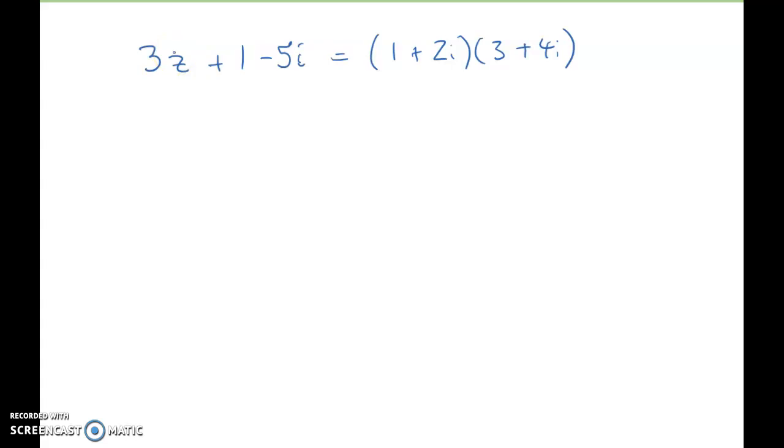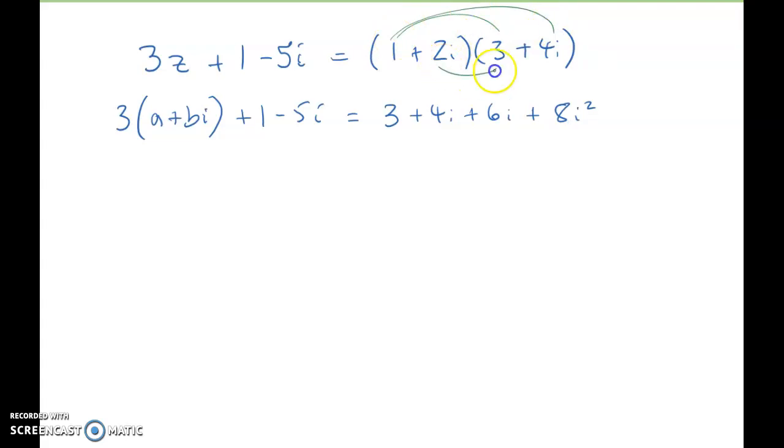So the only thing you have to realize initially is that z is of complex number format. So that's a plus bi. It's a real part and imaginary part. Now we're adding on 1 minus 5i. Now on the right hand side, I need to do a bit of multiplying out. So 1 times 3, 1 times 4i, and then 2i times 3, and 2i times 4i. It gives me 8i squared. Okay, so just to remind you, I'm multiplying each term by every term in the second bracket.